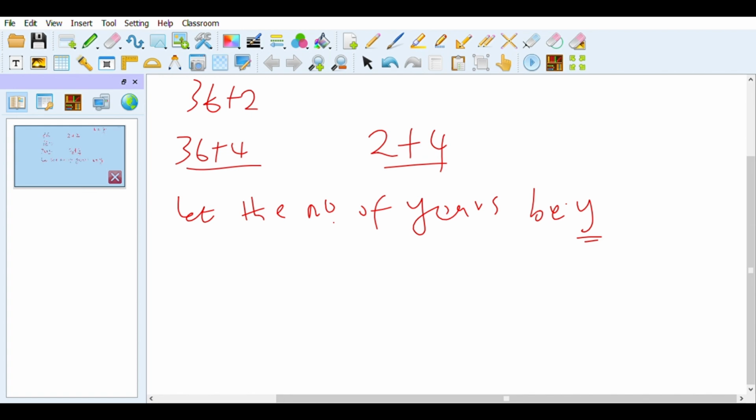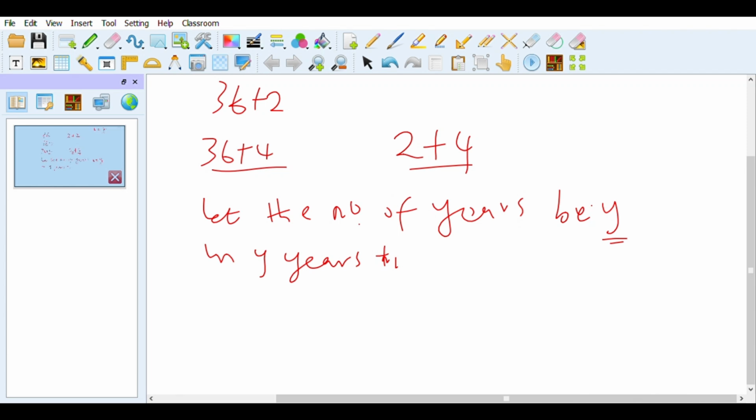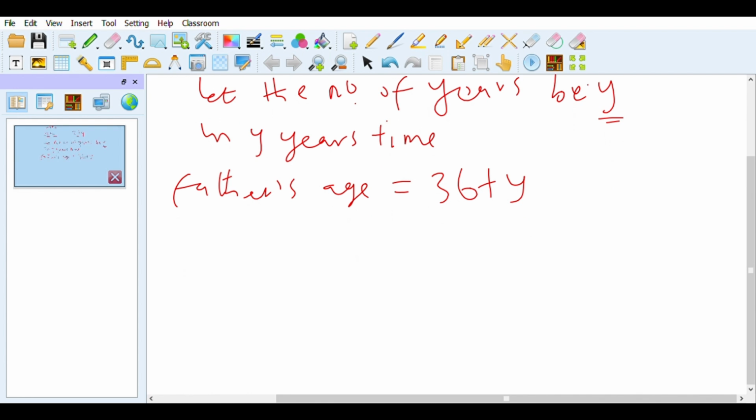If the father's age is 36 this year, then in y years' time, our father's age will be just 36 plus y. That y can be 2 years' time or 10 years' time, we don't know yet. But whatever it is, we're going to add that number of years to 36 to know the actual age of the father.